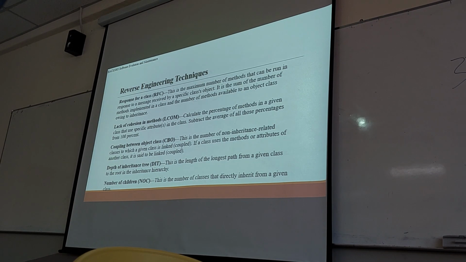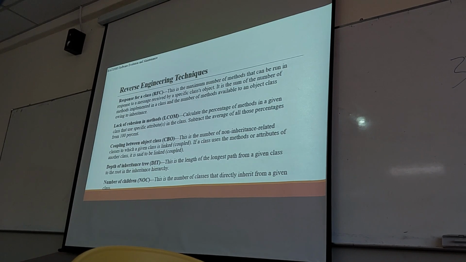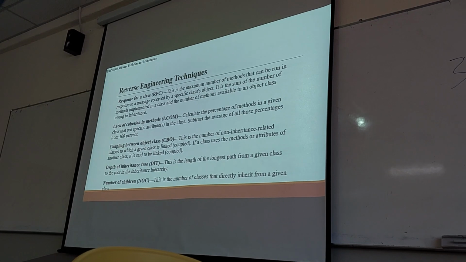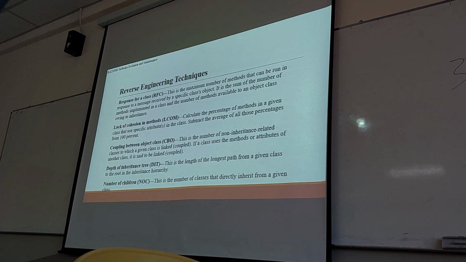This is another metric: Response for a class. The maximum number of methods that can be run in response to a message received by a specific class. It means that when the class receives a message, the maximum number of methods that can be executed. So how to measure it? Sum of the number of methods implemented in the class and the number of methods available to an object class owing to inheritance. Sum up these two.